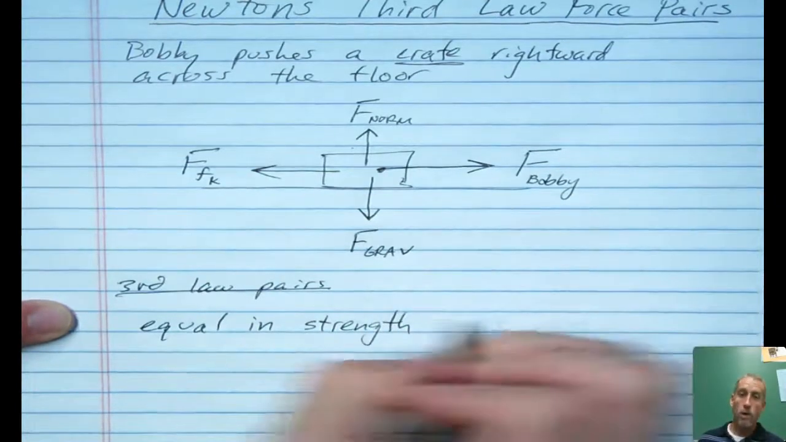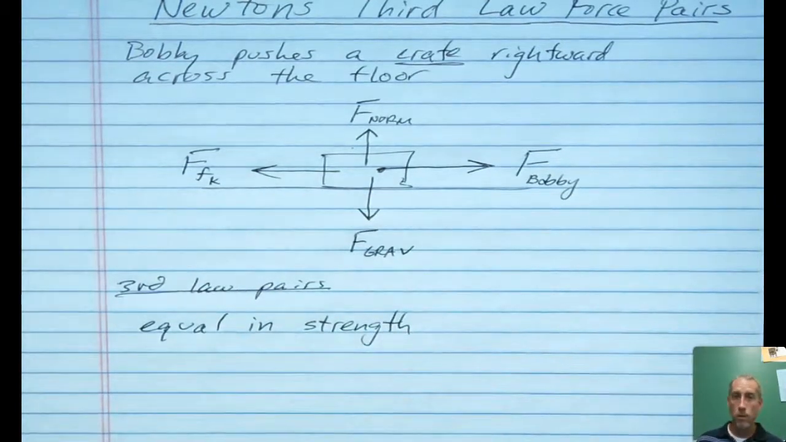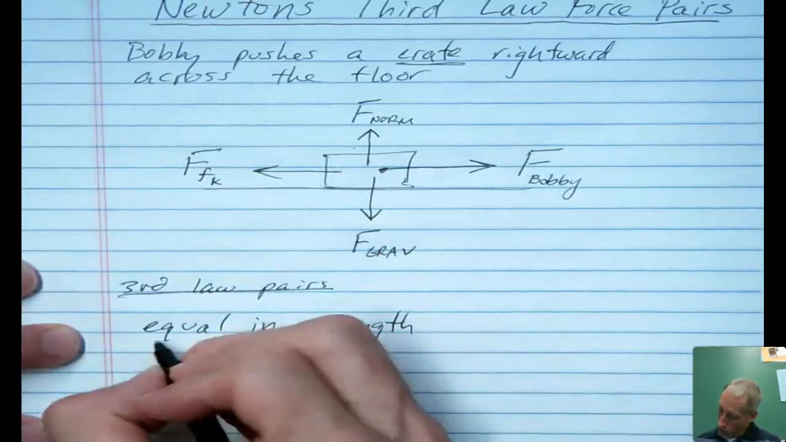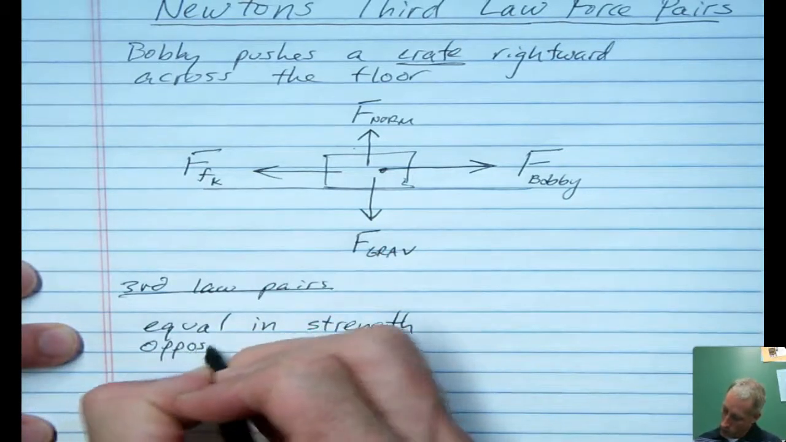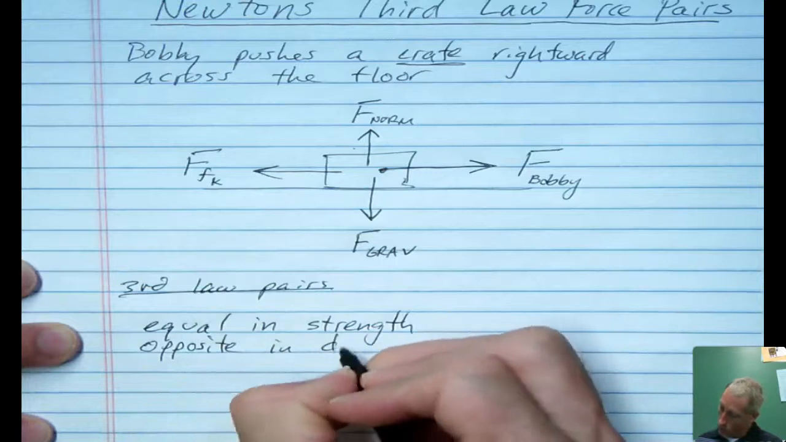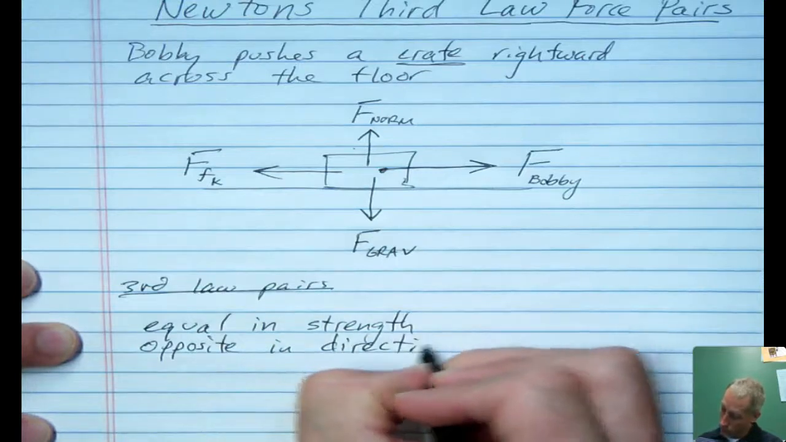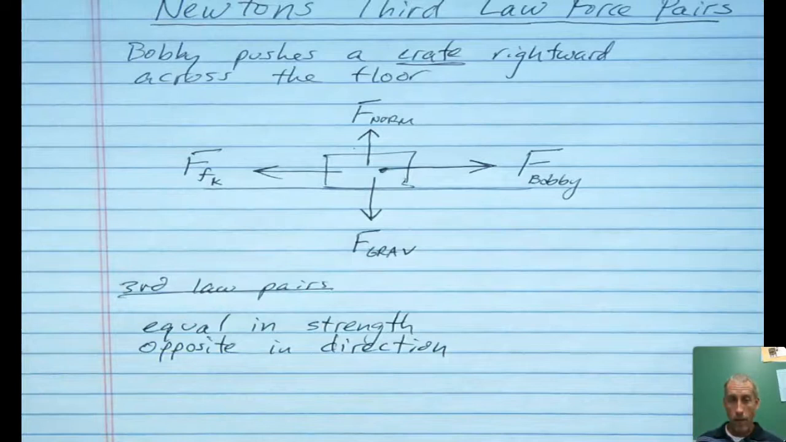That means if one is 100 newtons, then the other is also 100 newtons. They are opposite in direction. That means if one's to the right, the other's to the left. If one is up, the other is down.